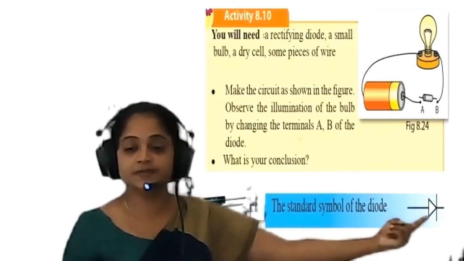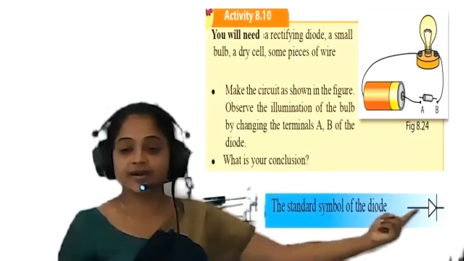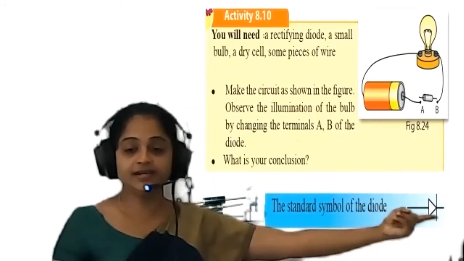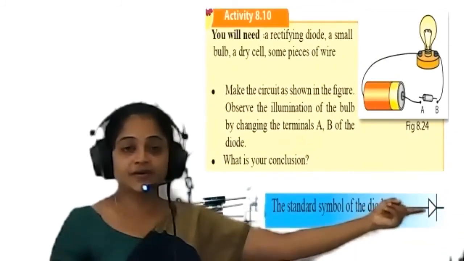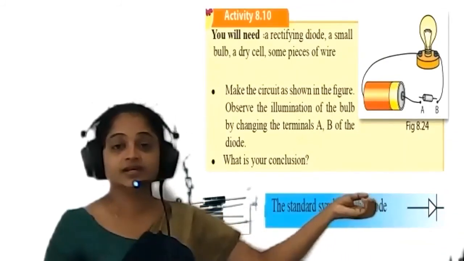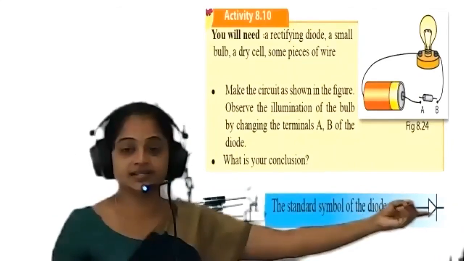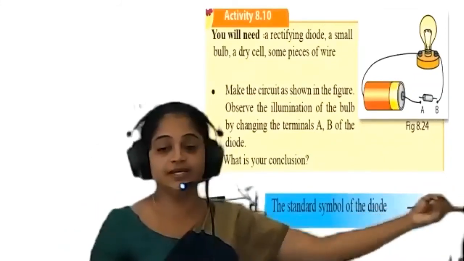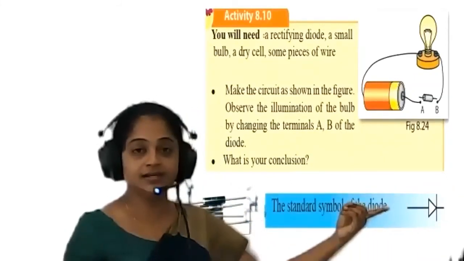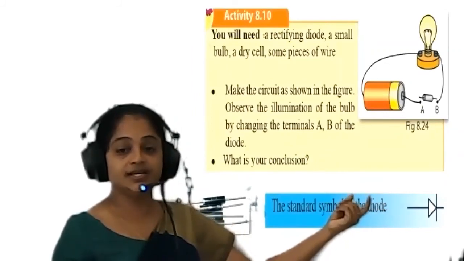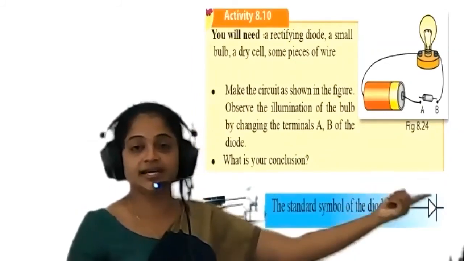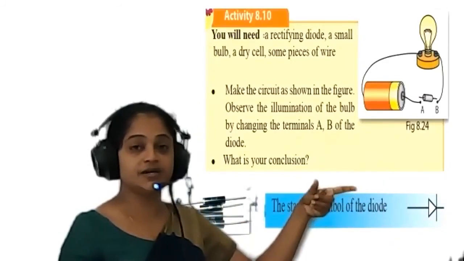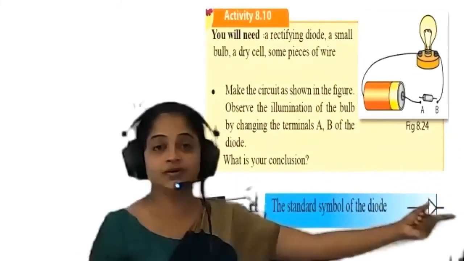Now here you can see, there is an arrowhead and there is a line. The arrowhead represents the direction of the electric current. So this is the positive terminal, this is the negative terminal. That means the current flows from here, it can't travel through the diode the other way. The line means the barrier. So current passes through a diode from positive terminal to negative terminal.